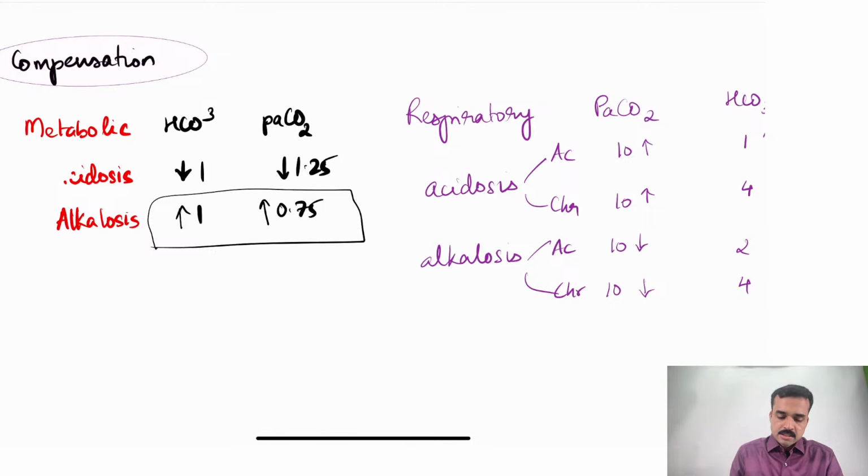In acidosis, the bicarbonate levels, when it drops, metabolic acidosis, when the bicarbonate levels drop, the expected drop in PaCO2 is 1.25. So for each 1 milliequivalent drop in bicarbonate levels, there will be an expected or anticipated compensation by 1.25 millimeters of mercury of PaCO2. Okay. So keep in mind that the rise is always more difficult.